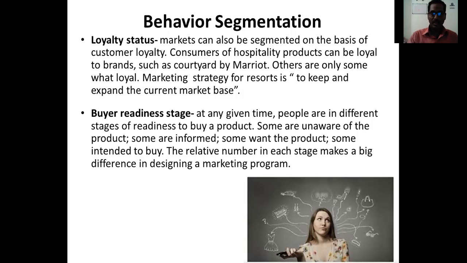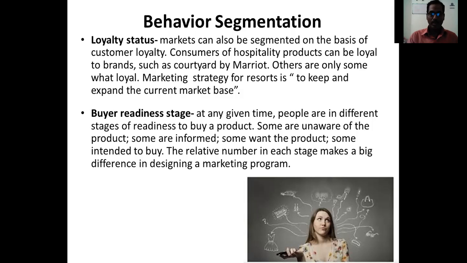So the marketing strategy for a resort is to keep and expand the current market base. When we talk about resort hotels, the marketing strategy is to keep the existing customers and expand the current market base. So among them, we increase the market base.